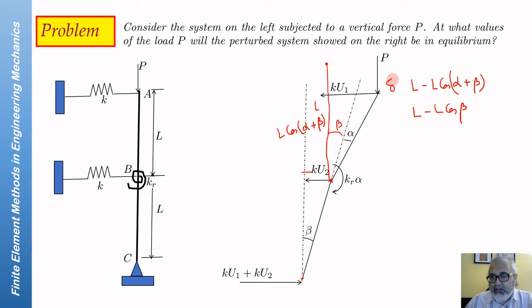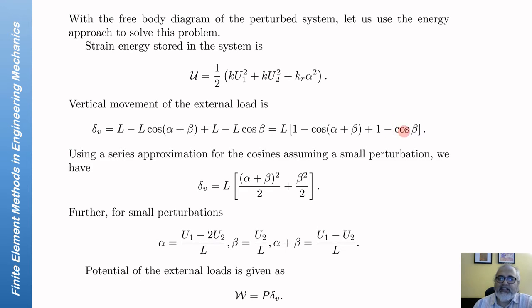So delta V, which is the vertical excursion of this, is the sum total of these two, and we will assume that these alphas and betas are small, so cos x can be written as 1 minus x square by 2, and so on. So (alpha plus beta) square by 2, and then beta square by 2. We will make these approximations and then use the approximations for alpha and beta to express the work done by the external force P times delta V in terms of u1 and u2. That's what we do in the next slide.